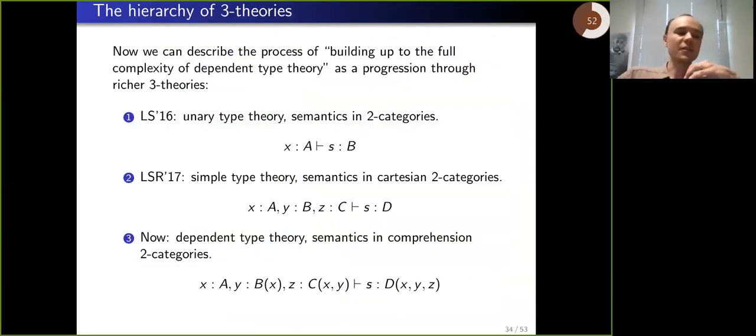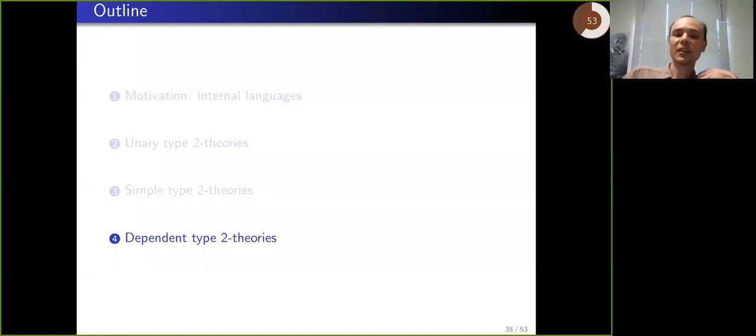So our progression through different versions, building up to the full complexity, is a progression through three theories. We started with the theory of unary type theory, then we moved to the theory of simple type theory, and now we're going to move to the theory of dependent type theory. Okay, now you can tune back in if you didn't like the phrase "three theory". Now I'm going to talk about dependent type theory.